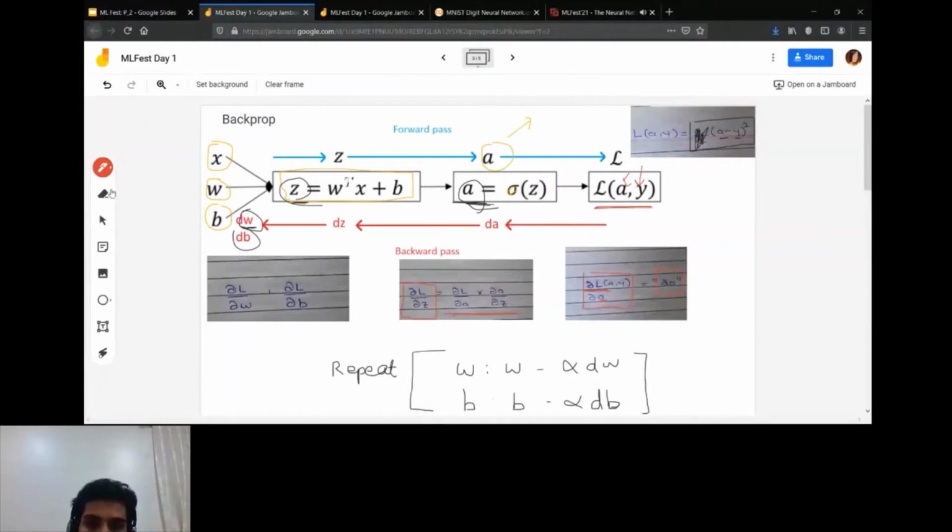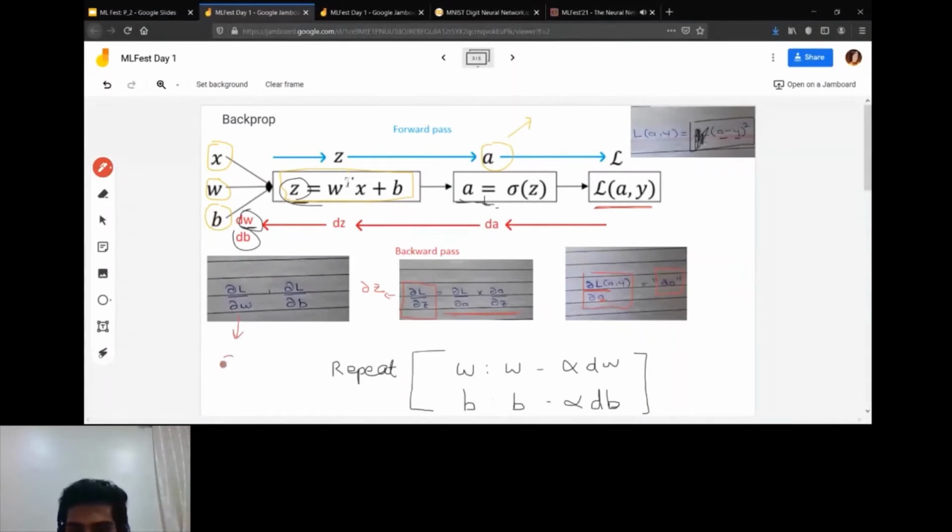Then the differentiation of loss with respect to Z. This is basically the chain rule of calculus, because loss is a function of A and Y, and A is a function of Z. So we can write it using the chain rule, and that's how we get dou L by dou Z. We denote this term as dZ.